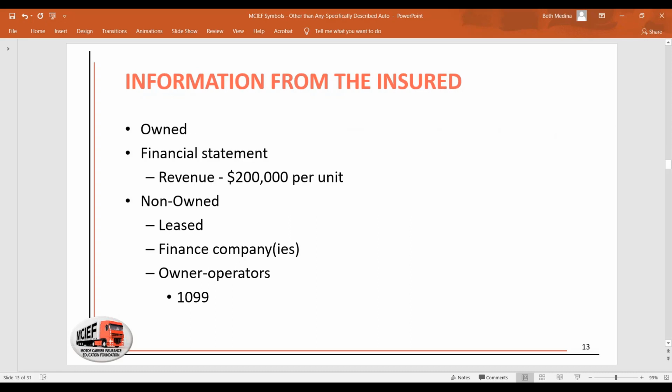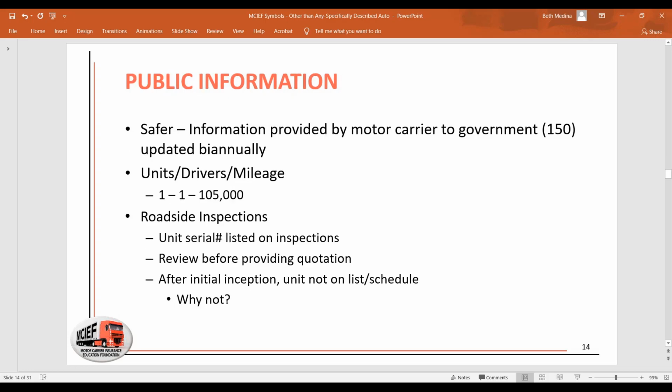Information from the insured: they say how many units they own or lease as part of the FMCSA requirement to obtain the DOT number, and their update every 2 years requirement, and the 150. The financial statements for revenue, for about every $200,000 per unit. Non-owned: if they lease, if they have a financial company obligation, or if they use owner operators, they'll look at the 1099s that have been paid to owner operators. Again, for about every $200,000 paid to an owner operator, that would represent an exposure for a unit.